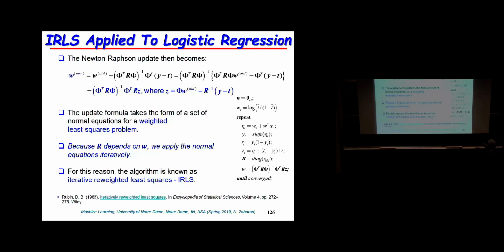But this algorithm is not a big deal. Literally, it's 5 steps, written nicely, and it goes by the name Iterative Reweighted Least Squares. Extremely powerful. It appears in many estimation problems in machine learning. So that's something you need to know.